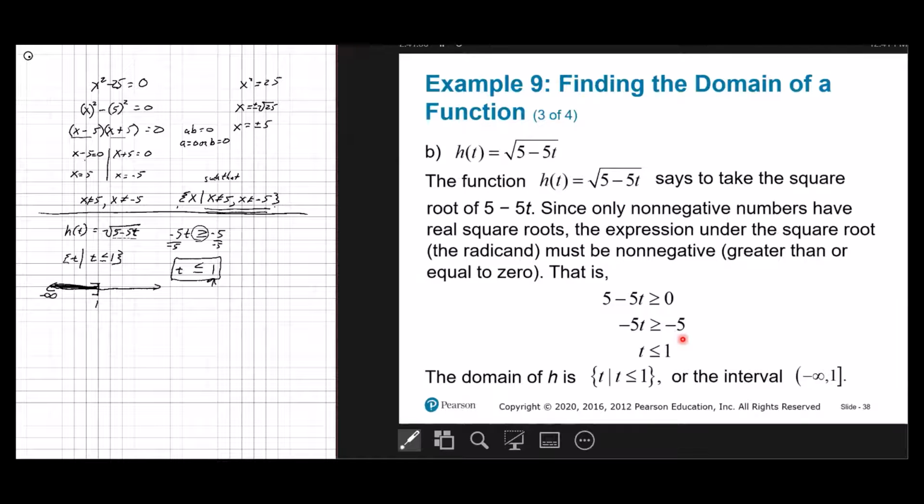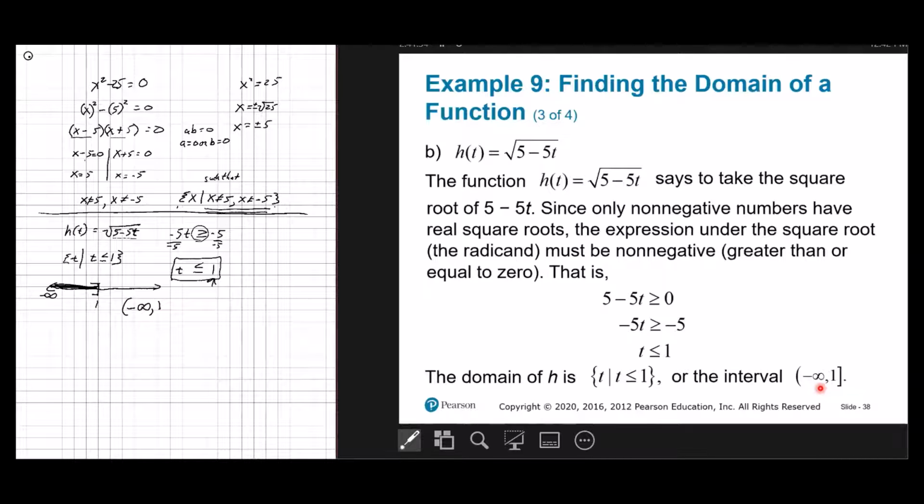This end of the number line goes towards negative infinity. Interval notation has 2 numbers or 2 symbols in it. It's a small end and the large end. The small end is negative infinity because that's what it's heading towards. So that's the low end of the interval. The high end is where the interval ends. Well, in this case, it ends at 1.